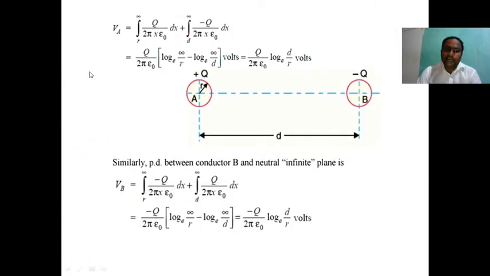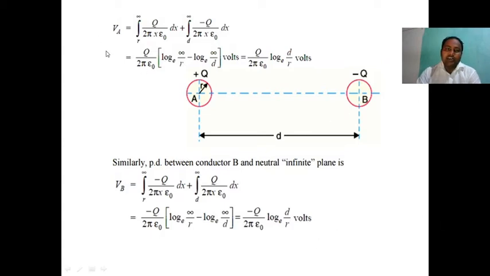Consider the diagram. We have two conductors, conductor A and conductor B. The distance between the two conductors is D. The radius of each conductor is R. One has positive charge, the other has negative charge.